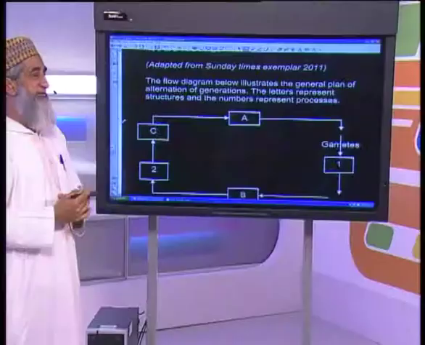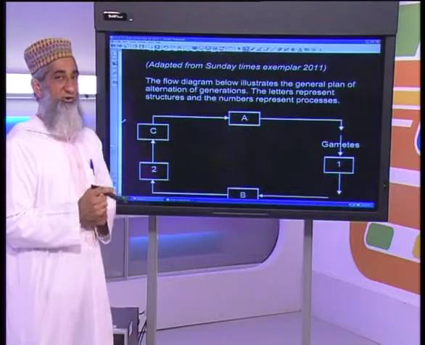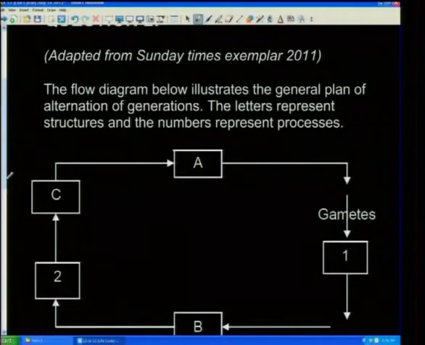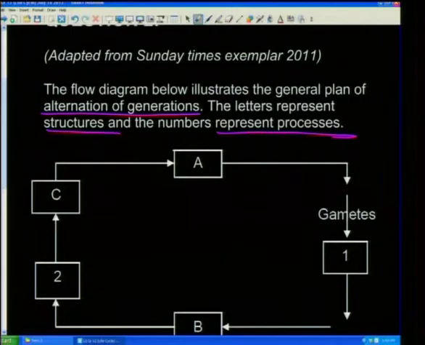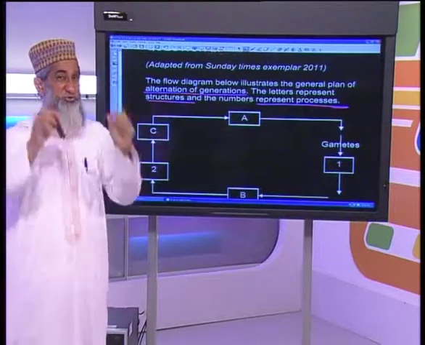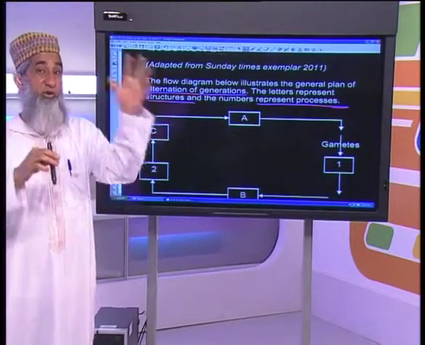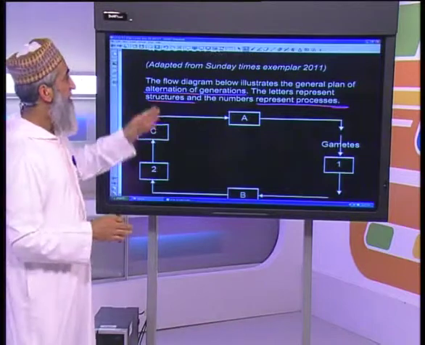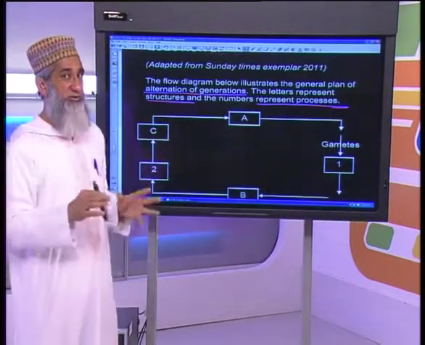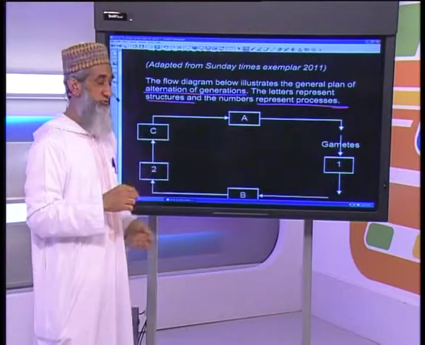Okay, this one here was adapted from the Sunday Times exemplar of 2011, last year's Sunday Times exemplar. The flow diagram below illustrates the general plan of alternation of generations. The letters represent structures and the numbers represent processes. Very clear instruction given by the person that set this particular paper. So you know already when they ask you for C or B or whatever, then you're talking of a structure. And when you're talking about numbers, then you are talking about processes that are taking place there. Very important. You must know the difference when you're asked also in the question paper.